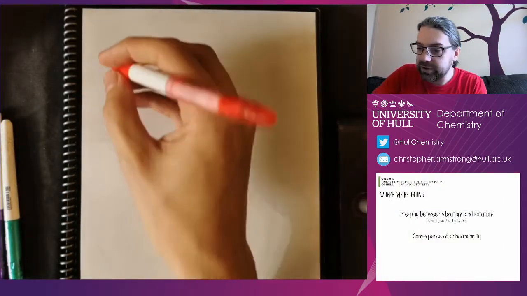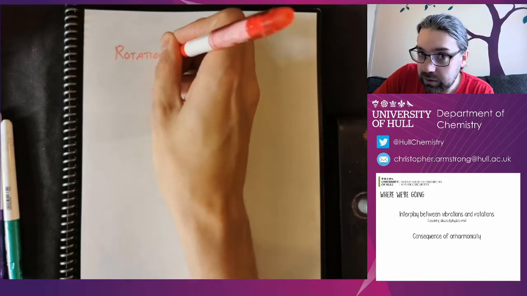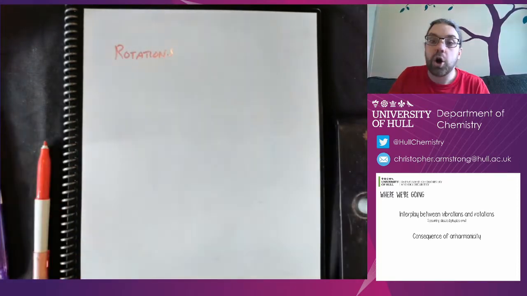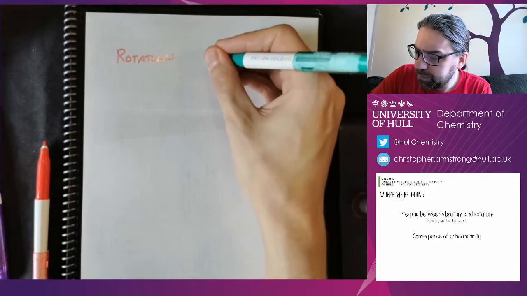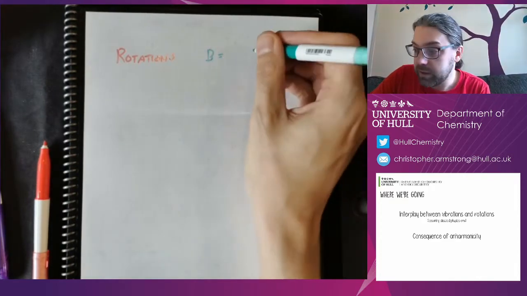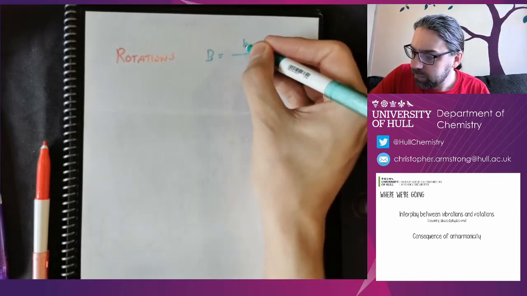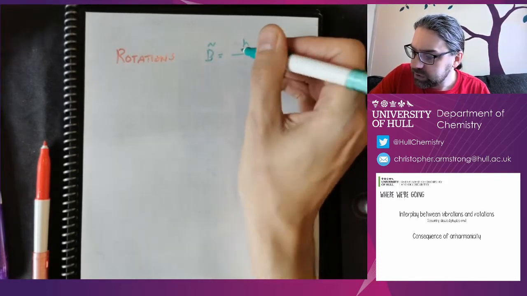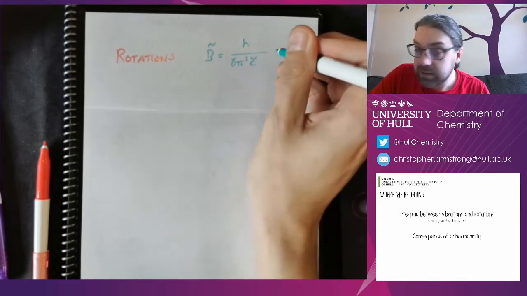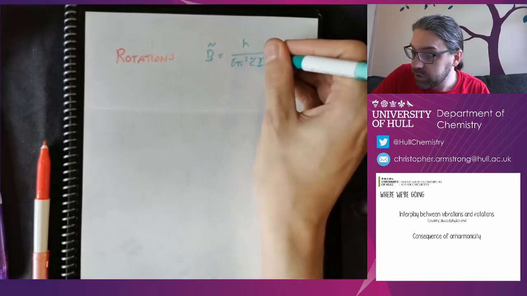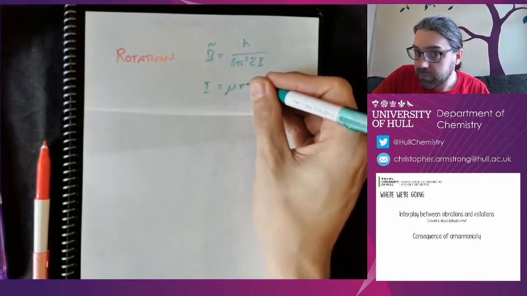So we know that rotational levels are a function of the moment of inertia, isn't it? So B, that rotational constant, is equal to, let's see if I can remember this off the top of my head, Planck's constant over 8 pi squared, speed of light, c tilde on top for centimeters, and then the moment of inertia. And moment of inertia is the reduced mass times the bond length squared.